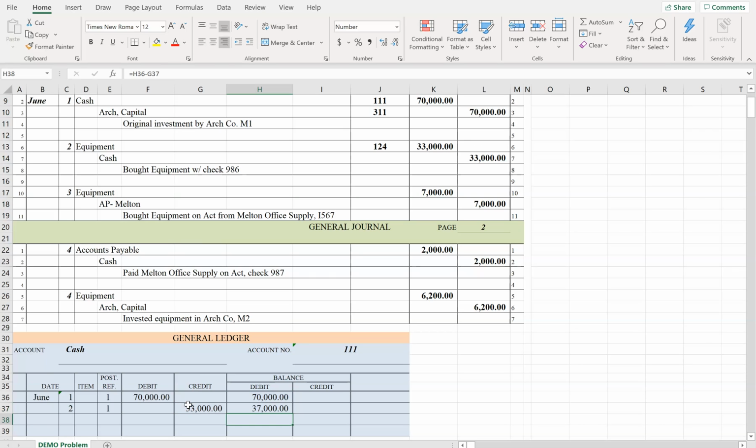So we press enter. And we see that now our updated balance here is $37,000. We can go up and post ref of 111. All right, let's look at equipment. Equipment, we have a debit of $7,000, and then we have a credit of $7,000. So this is to accounts payable. So this is on June 3rd. Okay, so let's go down to the equipment T account.